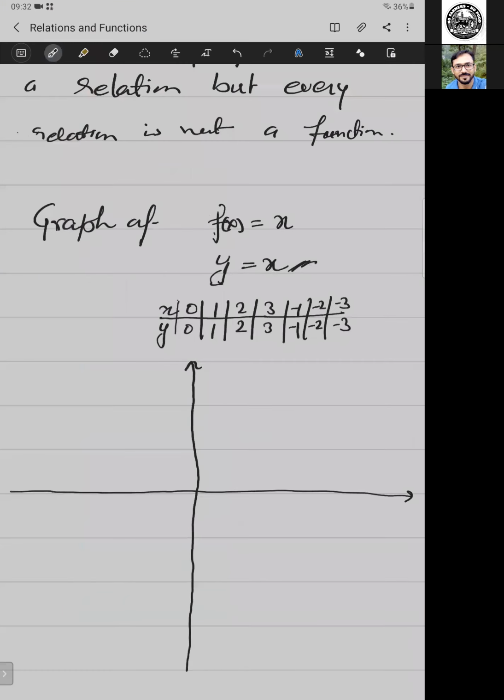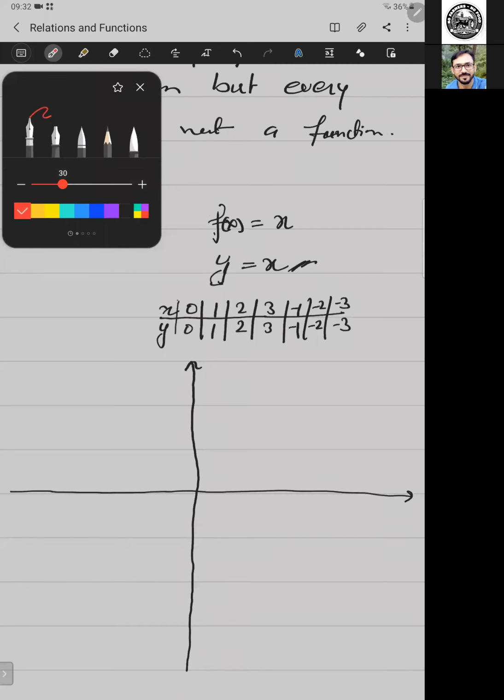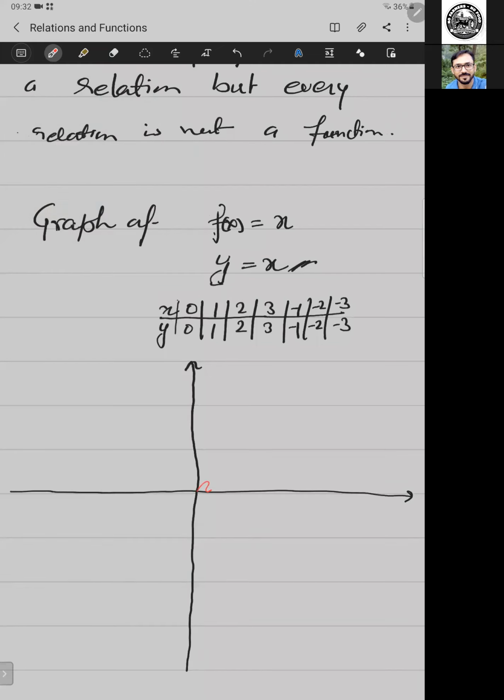Now see, when we are making its graph, let us mark the points. The first point I'm marking: when x is 0, y will also be 0. Now when x is 1, y will also be 1. When the value of x is 2, y will also be 2. When x is 3, y will also be 3.